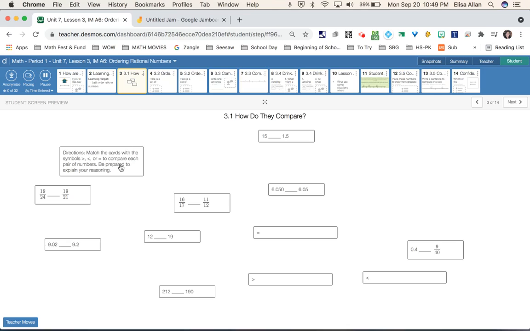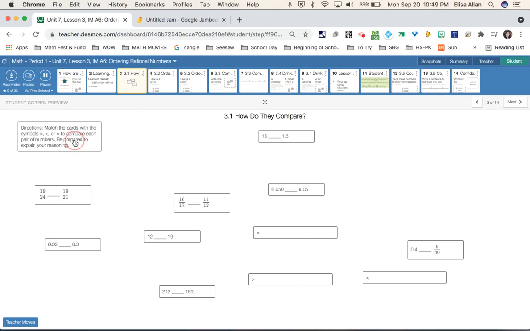On 3.1, I'm going to organize these cards out a bit first. So here I have my directions card. I'll put that to the side. It says match the cards with the symbols greater than, less than, or equal to compare each pair of numbers. Be prepared to explain your reasoning.